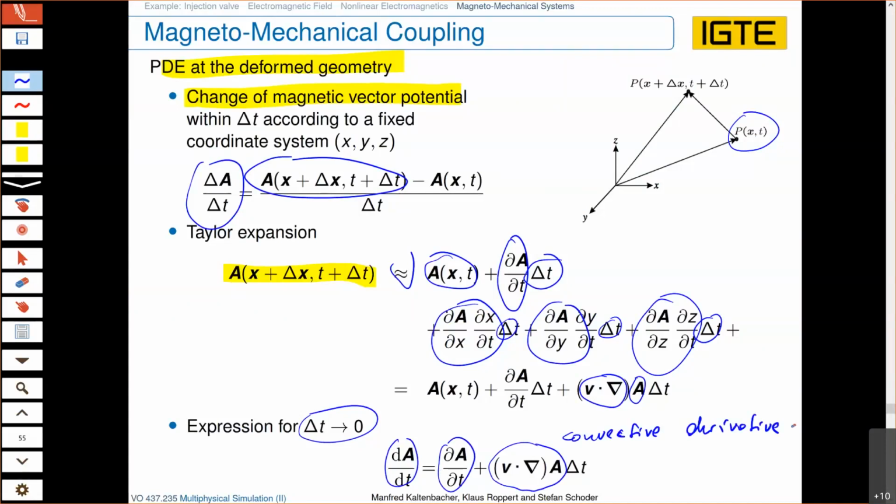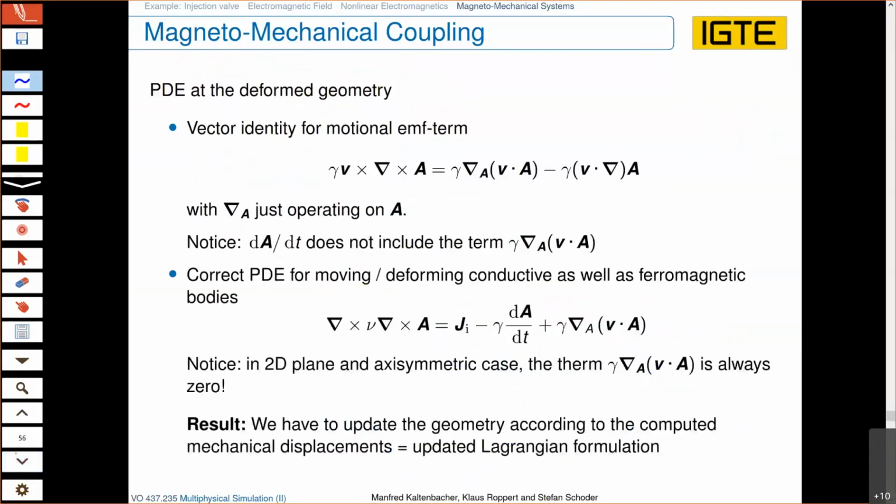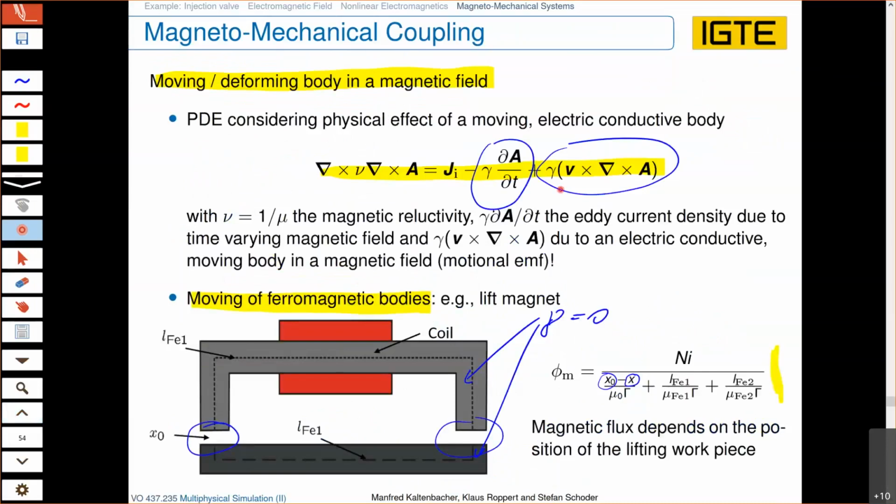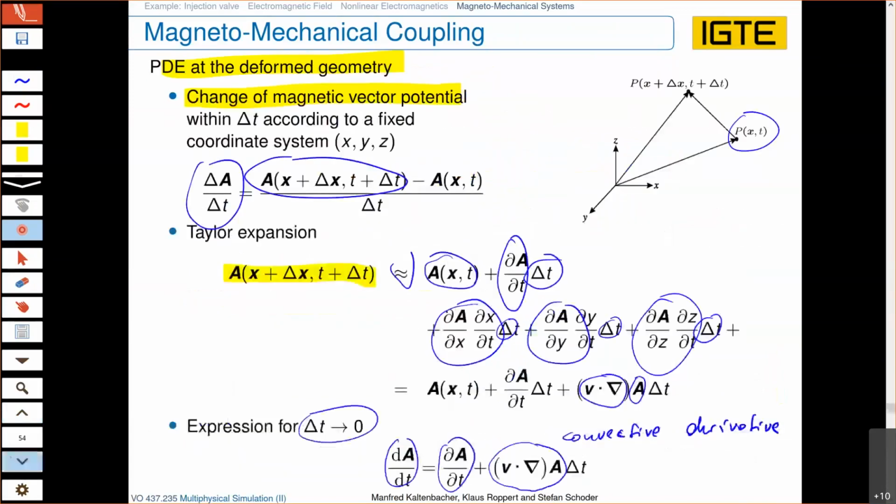Okay, now let's look at this term, what we have obtained, what we actually do. When we always compute on the actual deformed geometry, then we have the total derivative of the vector potential. And that means not only the partial derivative with respect to time, as shown here, but also this additional term. Now the question is, does this additional term correctly include our motional EMF term? Let's have a look if this is correct.